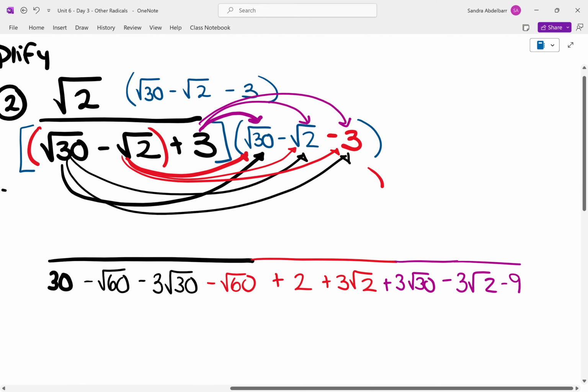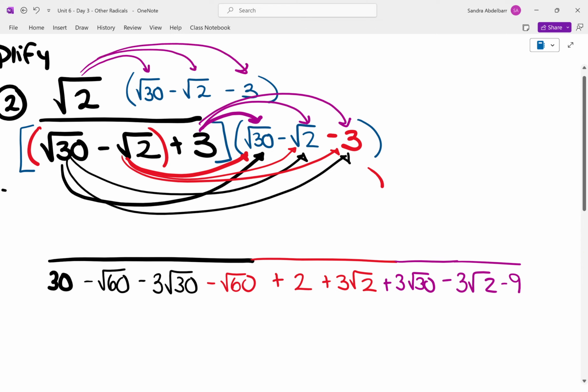Now I'm going to go to my numerator and distribute the root 2 into my numerator. Root 2 times root 30 is root 60. Root 2 times a negative root 2 is a negative whole number 2. Root 2 times a negative 3 is a negative 3 root 2.